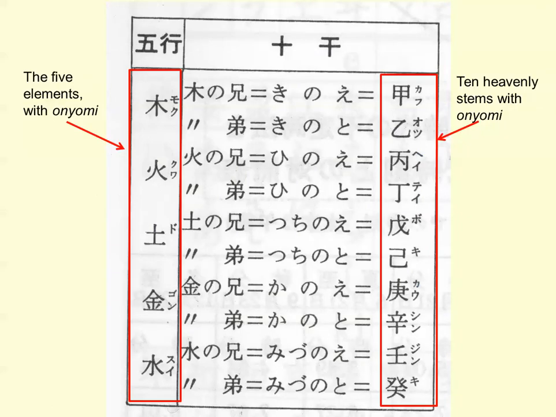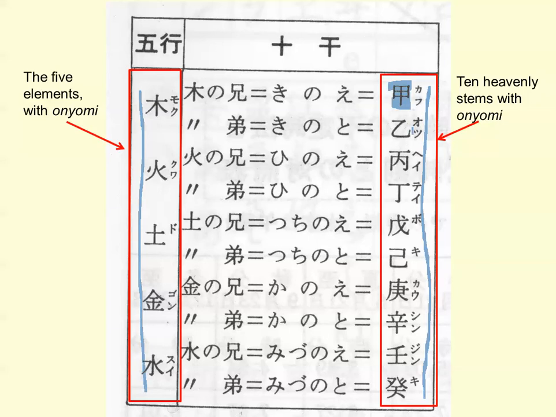So here's a basic chart. On the left, we have the 5 elements with their onyomi. They should be familiar to you because you know the days of the week. And then on the right, we have the 10 heavenly stems with their onyomi. So if you see this kanji, it could be pronounced ko, and indeed when it's being used as an ordinal, usually you use the onyomi, so you'd say ko otsu. It's like sub A, sub B, okay?